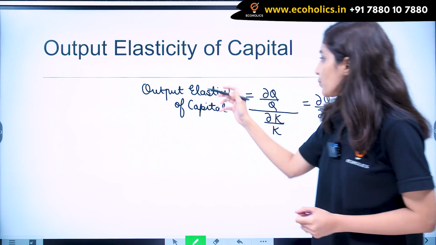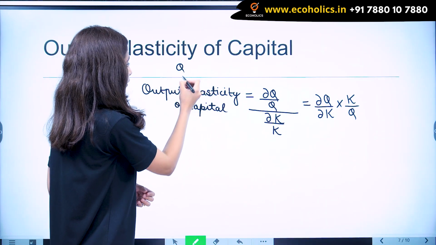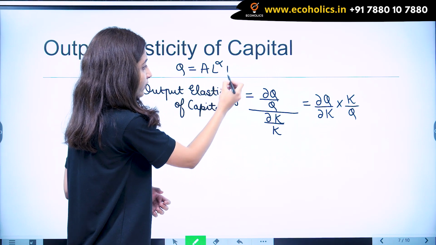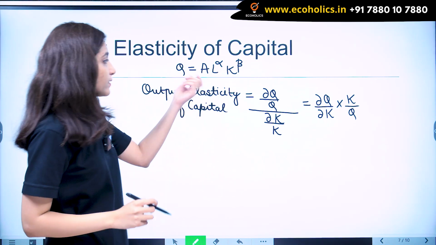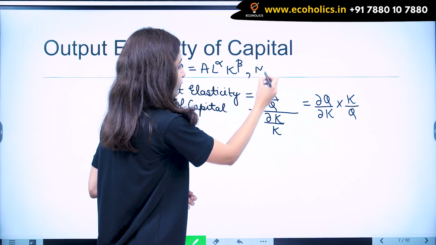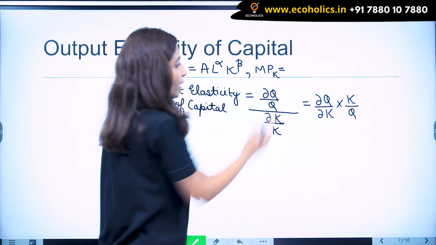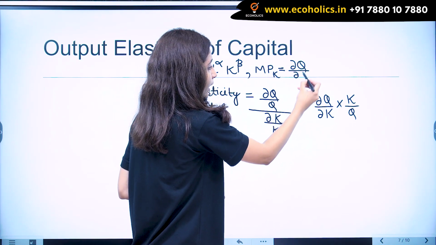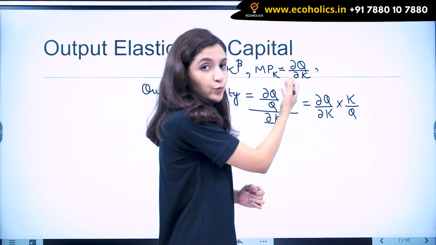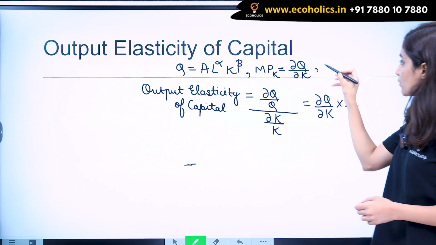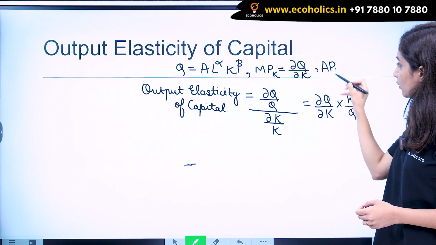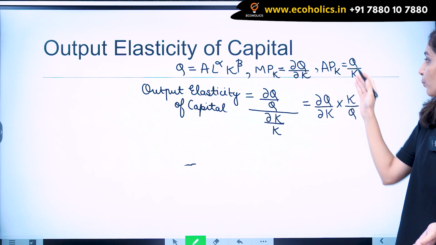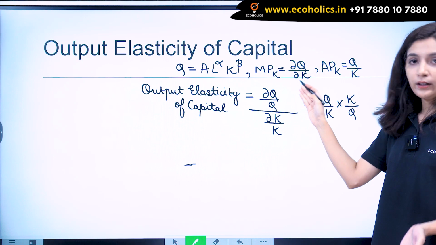And we have the Cobb-Douglas production function as Q is equal to A L raised to alpha K raised to beta. So this is our Q. Our marginal product of capital in this case would be ∂Q/∂K, and our average product of capital would be Q by K. So average product of capital is Q by K and marginal product of capital is ∂Q/∂K.